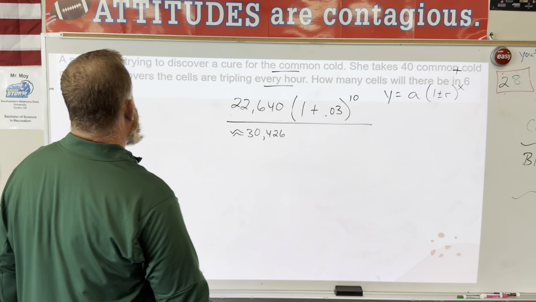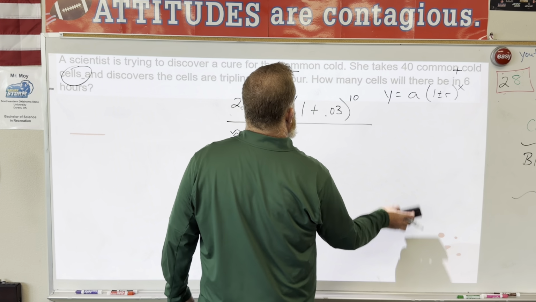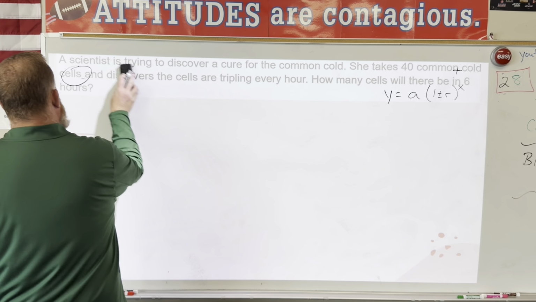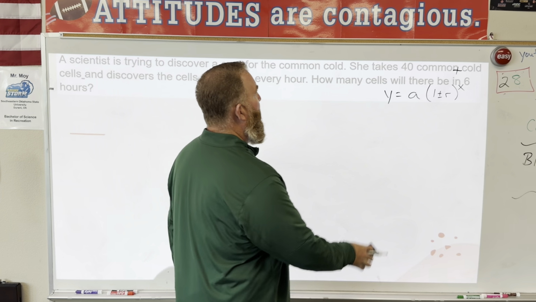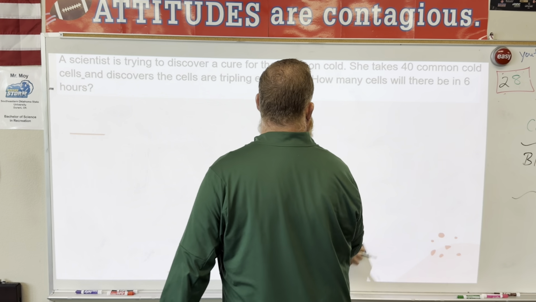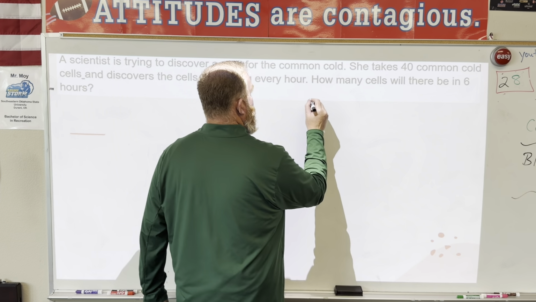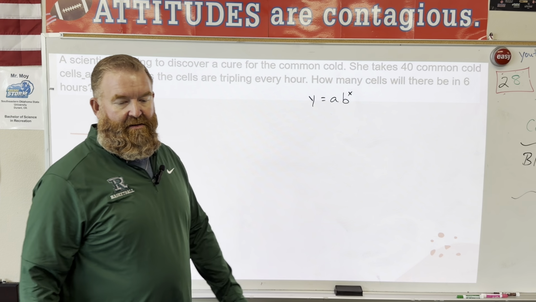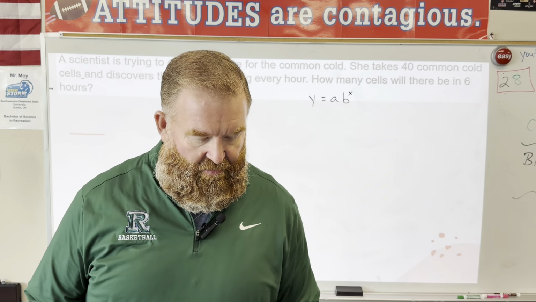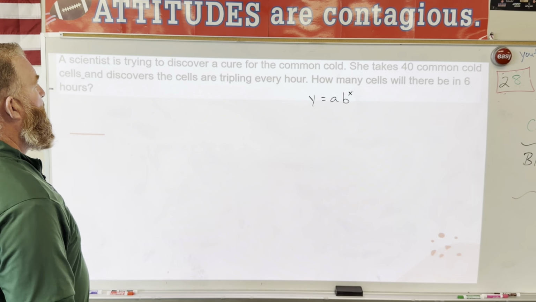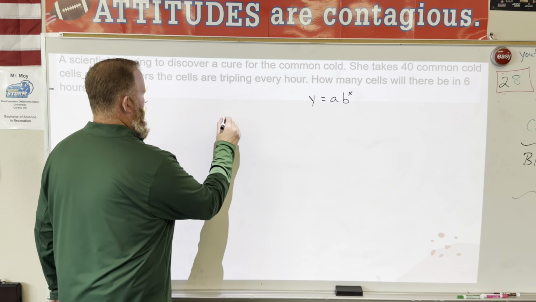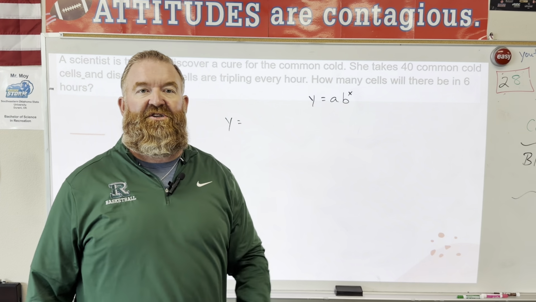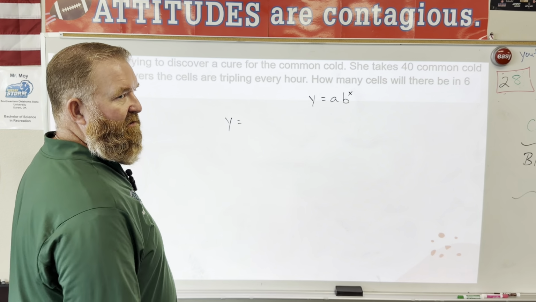A scientist is trying to find a cure for the common cold. She takes 40 common cold cells and discovers the cells are tripling every hour. Okay, what are they going to be in 6 hours? So here we go. This one's going to be y equals a b to the x. It is tripling every hour. What's my starting number? How many did she take? She took 40. So I'm going to start with the 40.